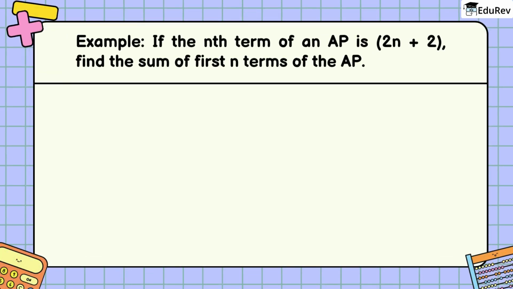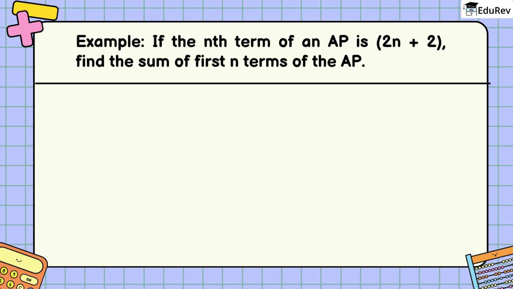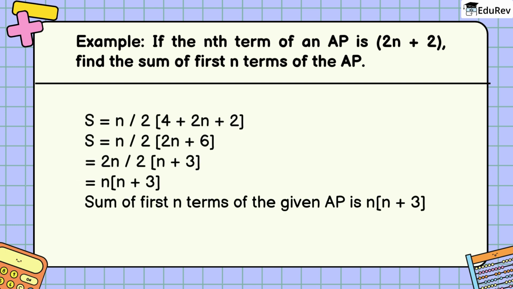For example, if the nth term of an AP is given by an is equal to 2n plus 2, we can find the sum of the first n terms. First, we find a1 is equal to 2 multiplied by 1 plus 2 equals 4, and therefore, we can use the formula S is equal to n divided by 2 multiplied by (a plus an) to find the sum. In this case, S is equal to n divided by 2 multiplied by (4 plus 2n plus 2) is equal to n divided by 2 multiplied by (2n plus 6) is equal to n times (n plus 3).